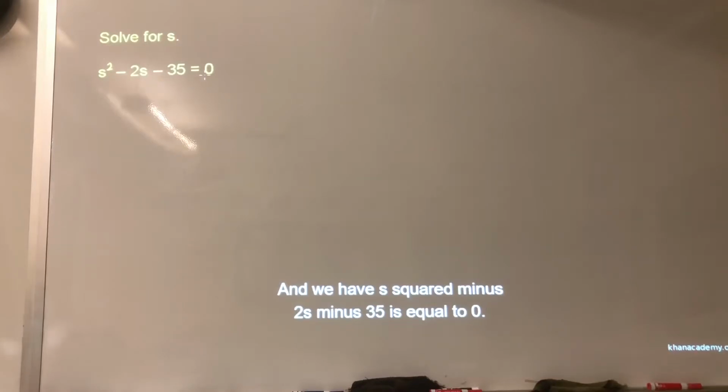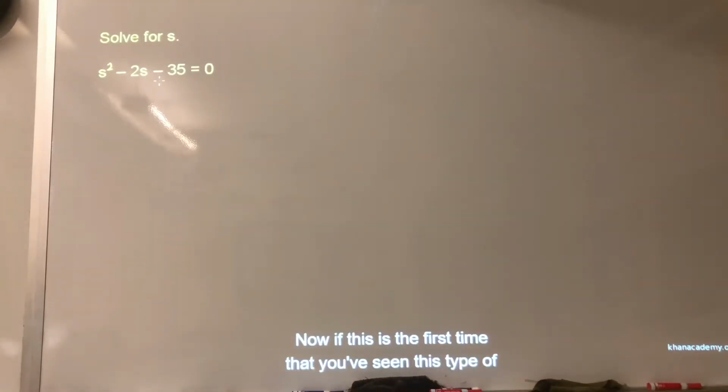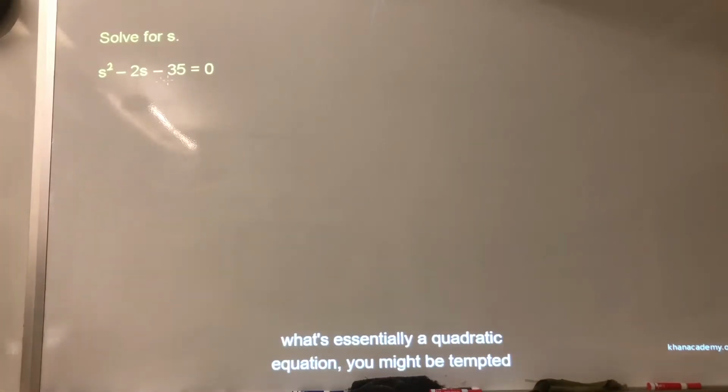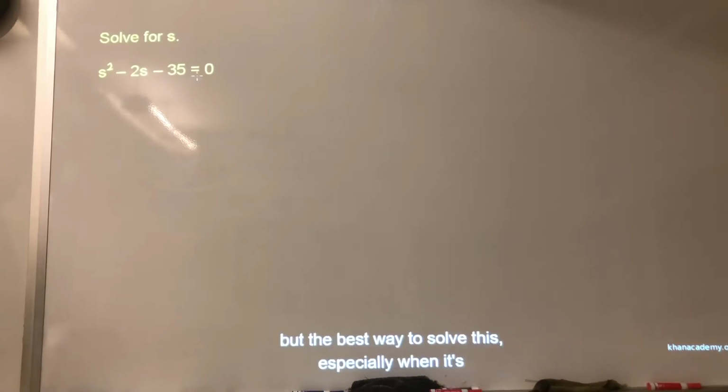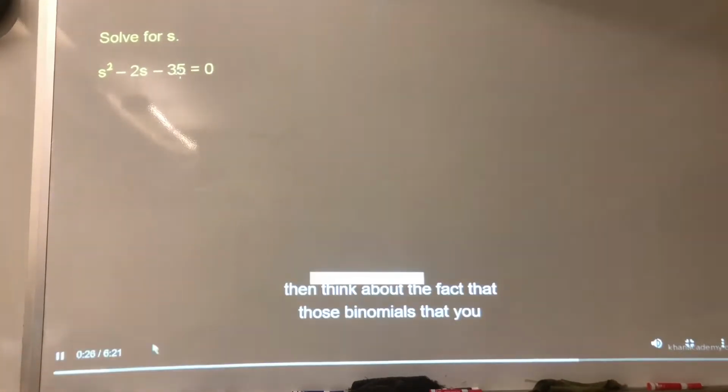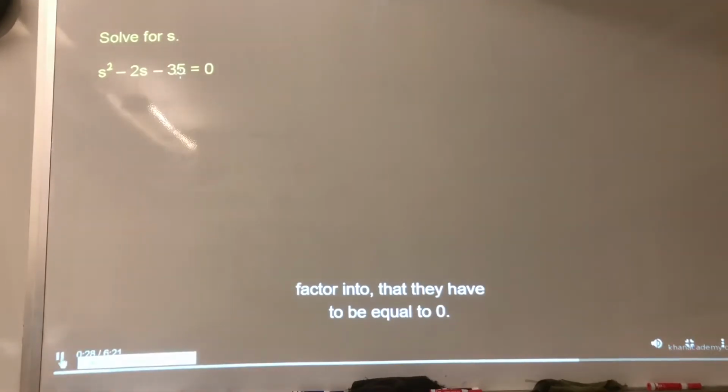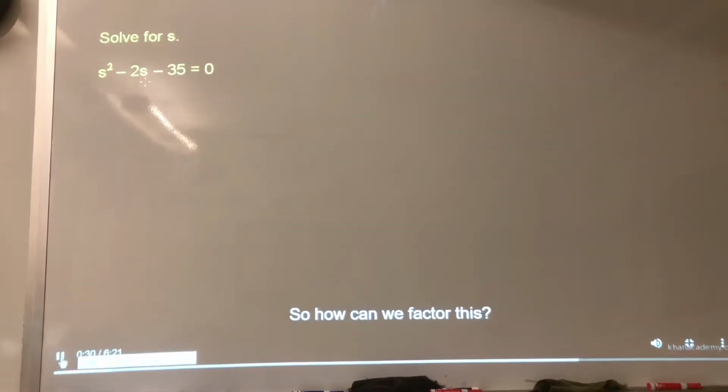35 is equal to 0. Now this is the first time you've seen this type of what's essentially a quadratic equation. You might be tempted to try to solve for s using traditional algebraic means, but the best way to solve this, especially when it's explicitly equal to 0, is to factor the left-hand side and then think about the fact that those binomials that you factor into, they have to be equal to 0. So let's just do that. So how can we factor this?